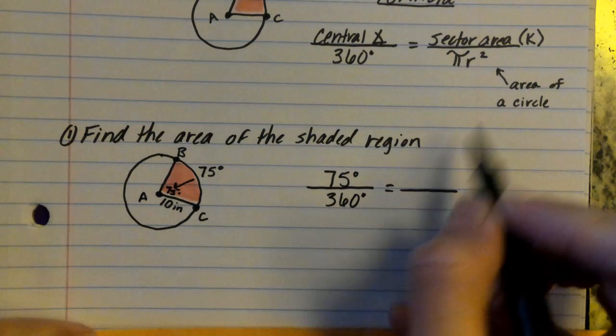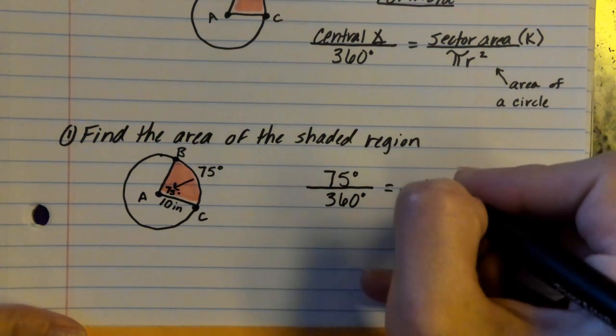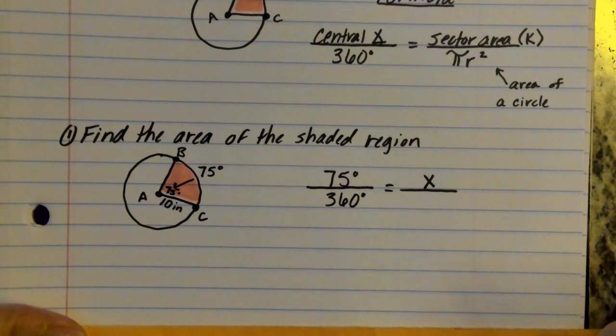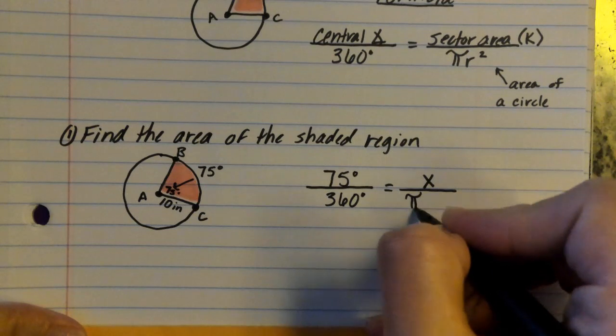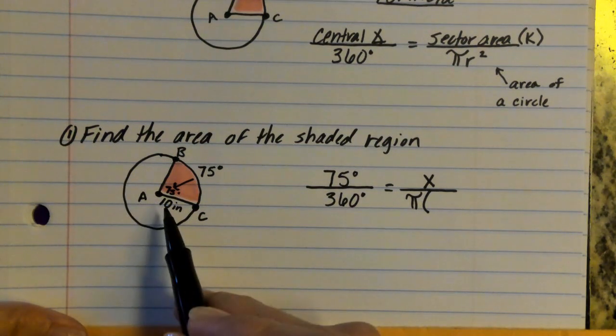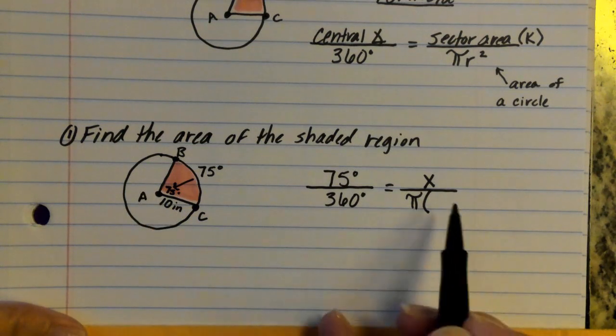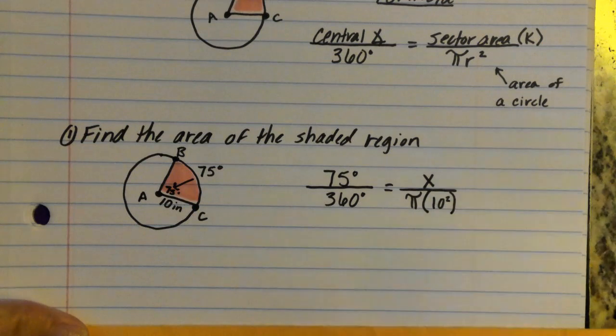And then on the other side here, we're going to have our sector area, which is our unknown. That's what we're trying to find. You can either use an uppercase K or you can just use x over pi r squared. So we're going to leave that pi there, and then in parentheses, we're going to come find our r. And remember, if I give the diameter, you're going to have to split it in half and then plug it in. But here I gave you the radius, and I'm going to keep that 10 squared in the parentheses.